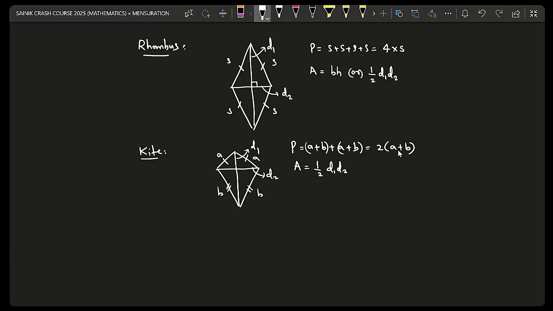So using all these formulas, we are able to solve the questions based on perimeter and area. Okay. And the last figure we are going to discuss about circle. So circle we don't call perimeter, we say circumference.